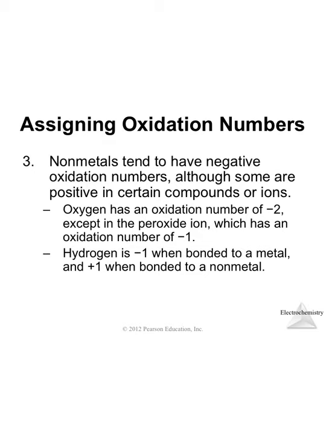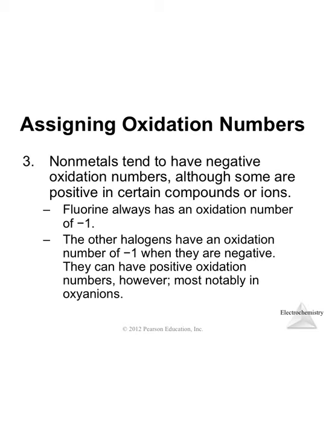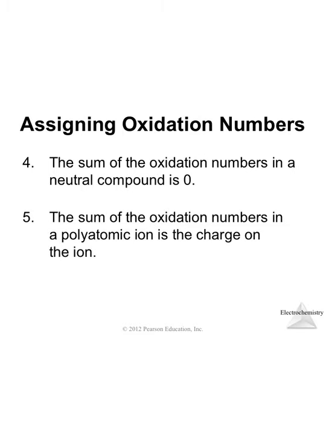Nonmetals tend to have negative oxidation numbers, although that is not 100% of the time. Oxygen always has an oxidation number of -2, except in hydrogen peroxide, H2O2, where it has -1. Hydrogen is -1 when bonded to a metal, and +1 when bonded to a nonmetal. Fluorine's always -1. Most of the halogens tend to be -1. The sum of the oxidation numbers in a neutral compound is 0, and the sum of oxidation numbers in a polyatomic ion is the charge of the ion.